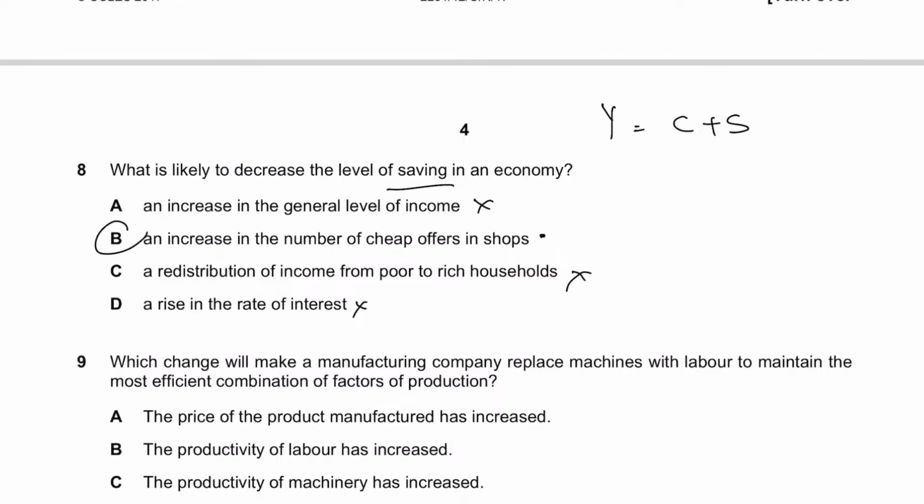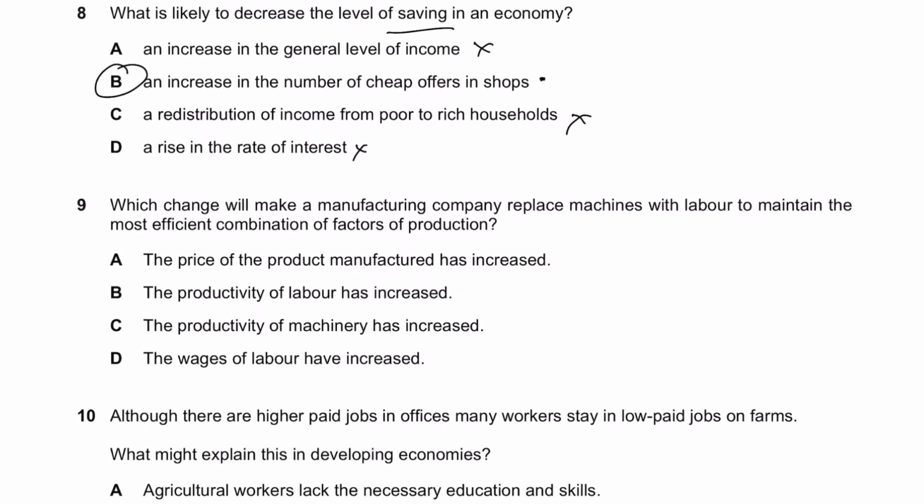So B is the correct answer, increase in the number of cheap offers in shop, because obviously when you're getting more discounts, people will spend that money, because discounts will end after a certain time. So then people won't get the opportunity later on again. So instead of saving, they would spend the money.